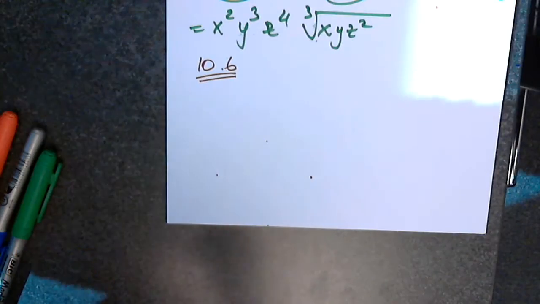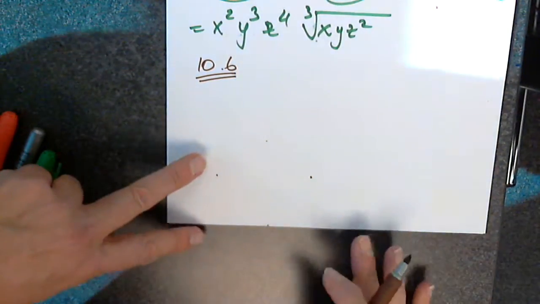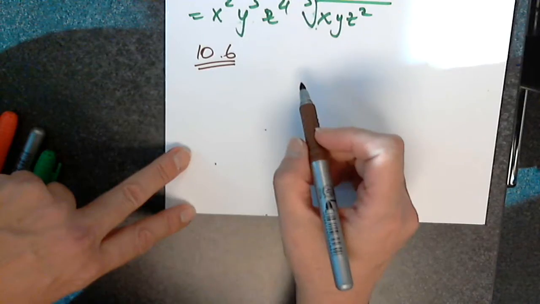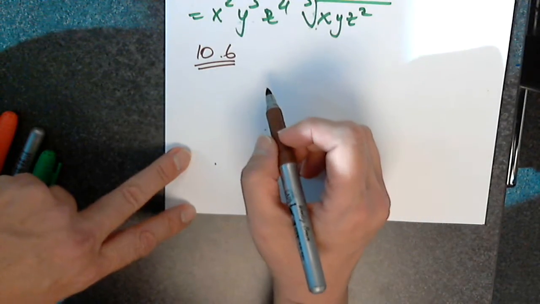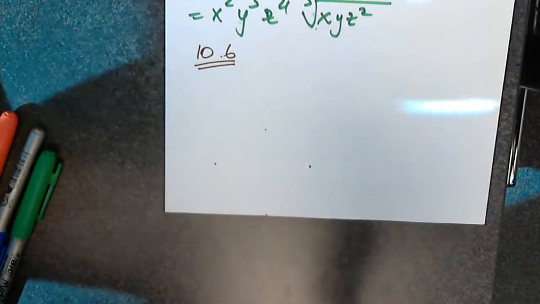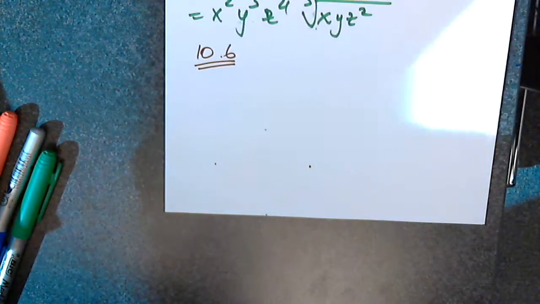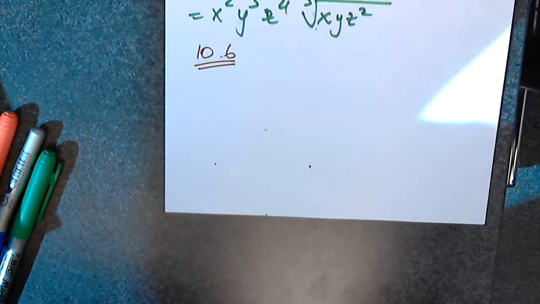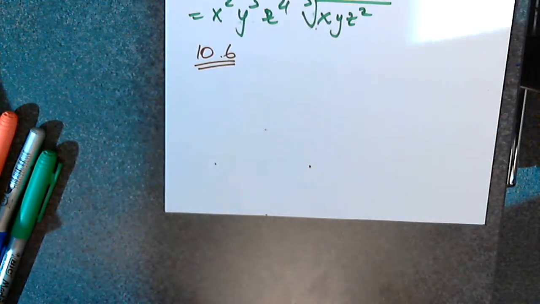Remember, we were looking at solving radical equations. And when we solve a radical equation, we must check the solutions. Why? Because the principle of raising both sides to a power may create extraneous solutions.